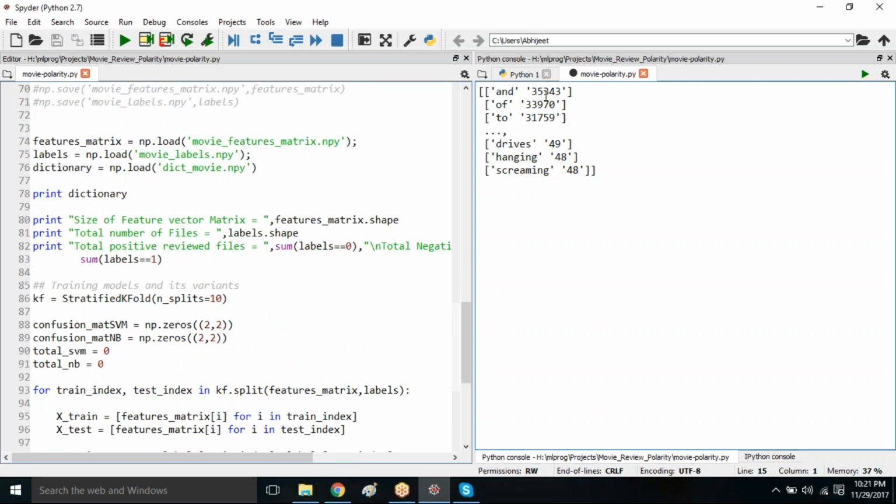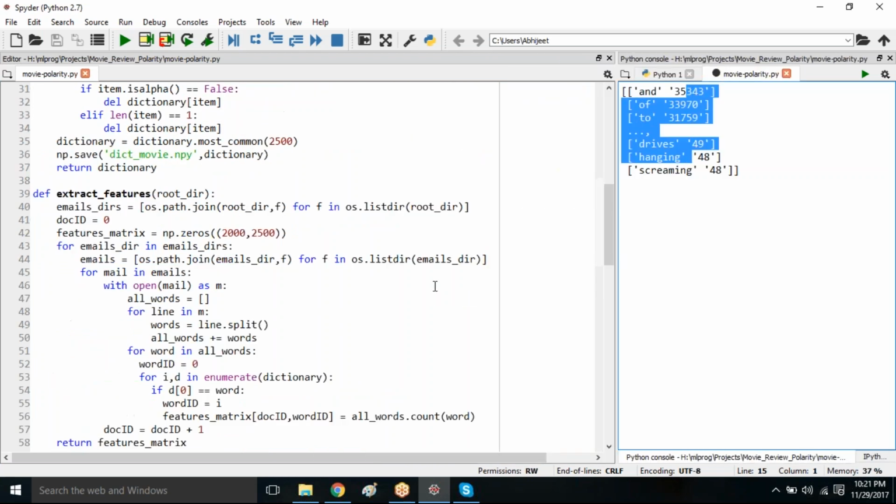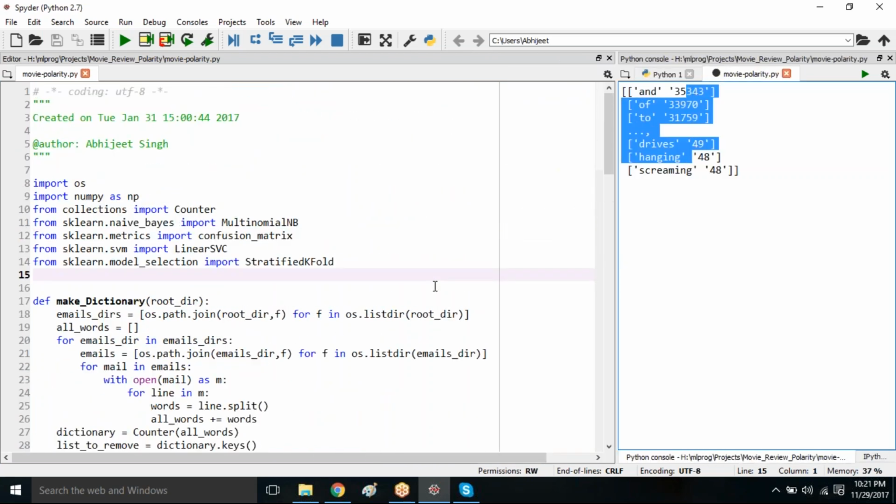So you understood now what the dictionary creates? The words and their appearance in the files. The frequency, top 2500.